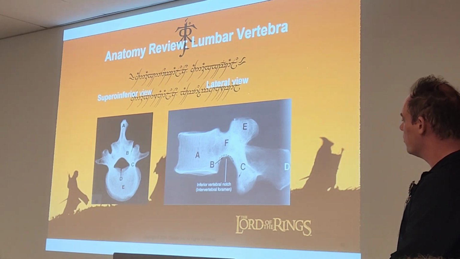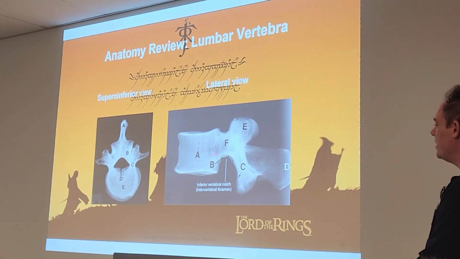Let's go to the lateral view. What is letter A? Letter B. He's got a little cheat there on that one. Inferior vertebral notch. Letter F. Pedicle. Letter E. Superior articular process. Letter C. Inferior articular process. Letter D. Spinous process. And we can't really see the superimposed, but what's superimposed right here?